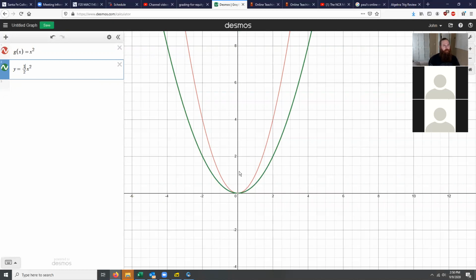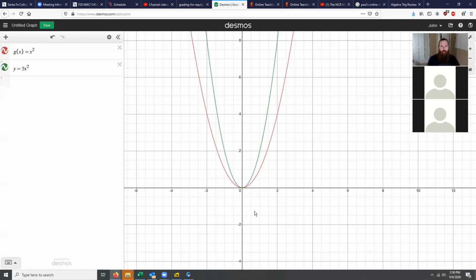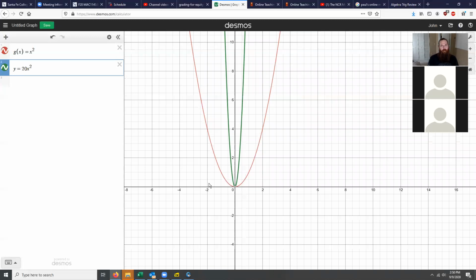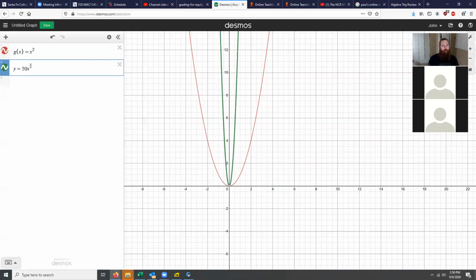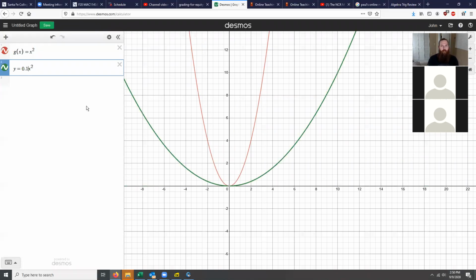If I wanted to make it taller, I could multiply by something bigger than 1. Multiply all the y values by 2, and that'll make the green taller. I haven't shifted. Notice that they're both still going through the origin down here. I've just stretched. If I wanted to make it much taller, then I could multiply by a bigger number. If I want to make it very, very small, then I could multiply by a number much, much smaller than 1.